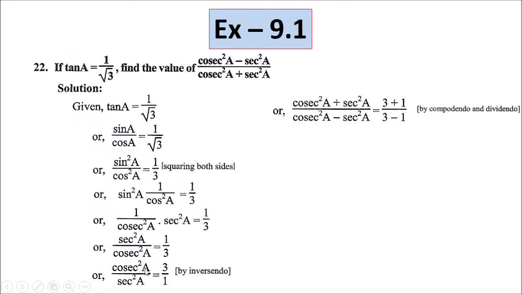So here is the numerator and denominator. In the numerator part, I am going to add it. So cosec square A plus sec square A, and in the denominator, the numerator minus denominator. Here also same thing, numerator plus denominator and numerator minus denominator. Same thing is done on both sides. So it is actually comparable things, or proportionality is there.